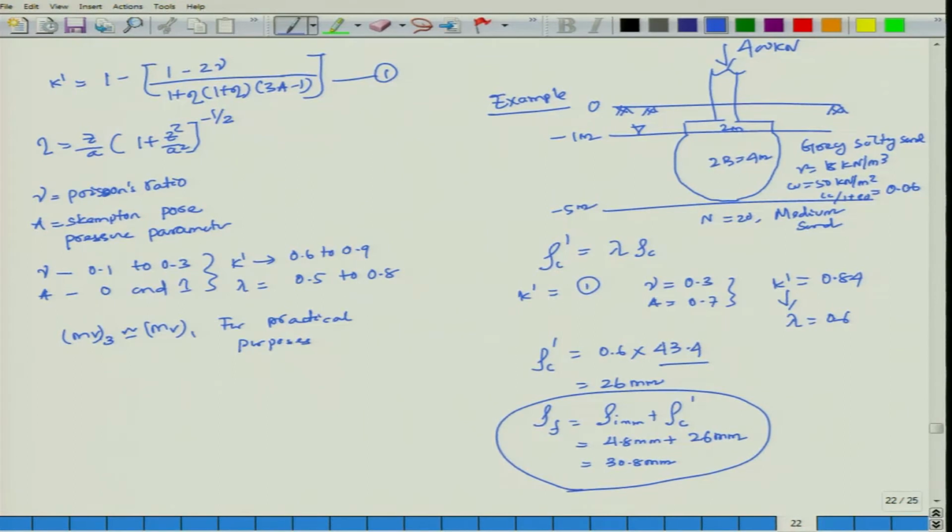I will stop here. In the next class I am going to start in situ stresses and stresses due to foundation loading. Once that is completed, I will solve more problems, and afterwards I will go straight to foundation design. Start with shallow foundations, followed by different types of shallow foundations as well as raft and mat foundations, complete design.